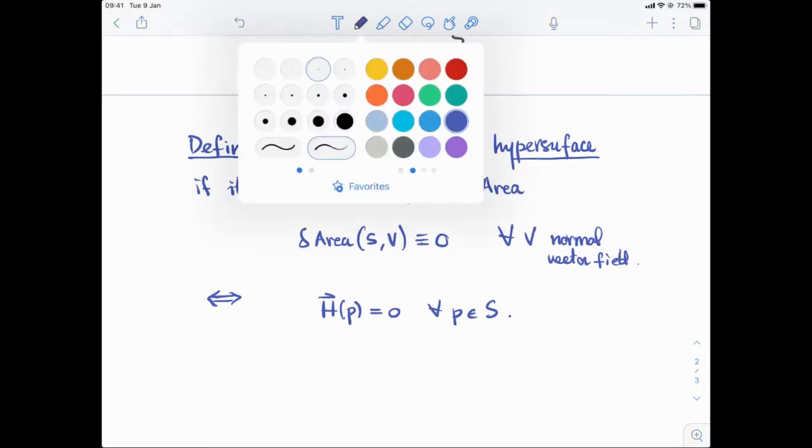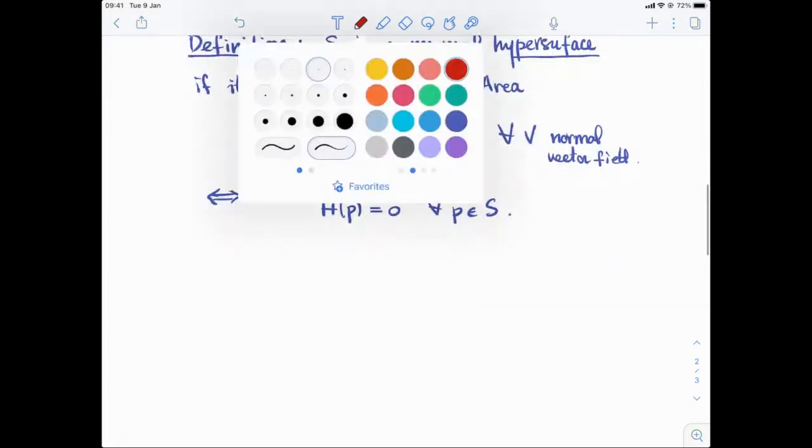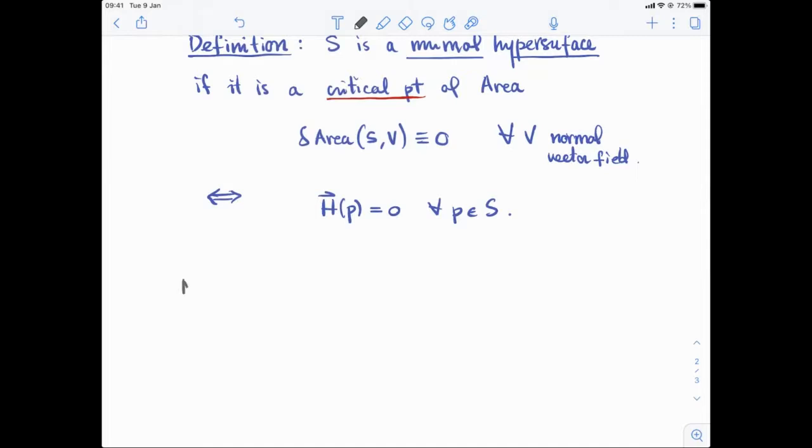So this is something perhaps a little bit unfortunate, that minimal is not necessarily a minimizer. But the right way of thinking of this is about a critical point. I'll show you some examples soon. But before that, I'm going to talk about what the mean curvature flow is.